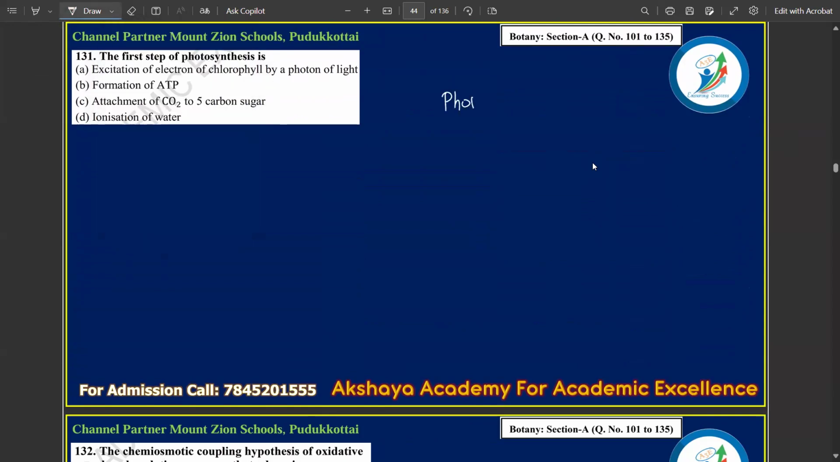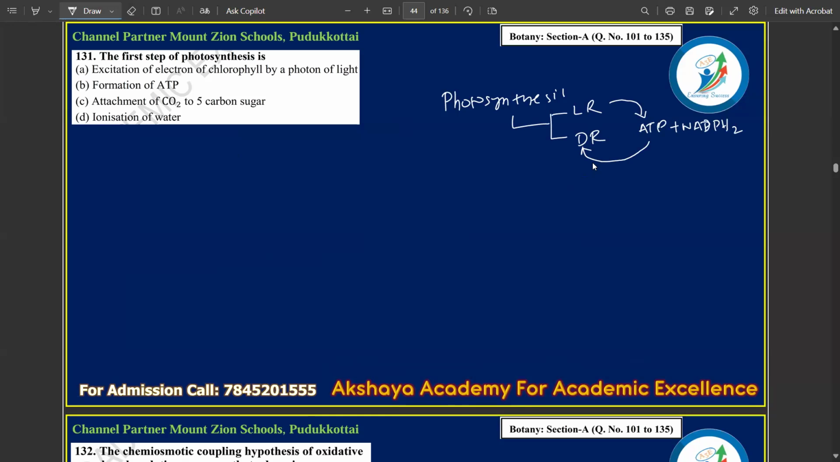So when you say photosynthesis, it consists of light reaction and dark reaction. The light reaction supplies ATP and NADPH2, which is utilized by the dark reaction for the process of fixation of the carbon dioxide.